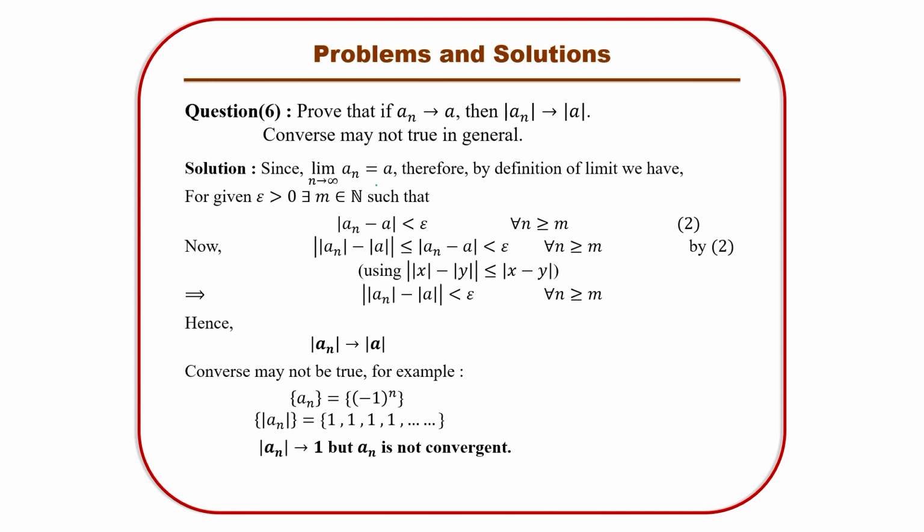The limit of an equal to a is given. So the sequence an converges to a. Therefore, by the definition of a limit, for every epsilon greater than 0, a natural number m exists such that modulus of an minus a is less than epsilon for each n greater than or equal to m.